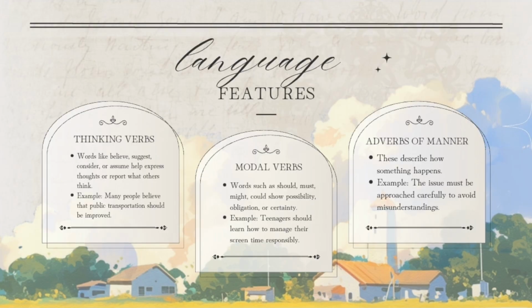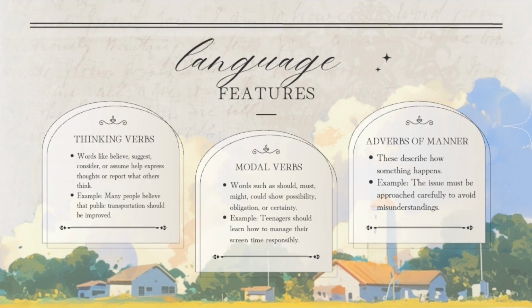To make a discussion text clear and objective, writers often include: the first one is thinking verbs. Words like believe, suggest, consider, or assume help express thoughts or report what others think. The example of thinking verbs is: many people believe that public transportation should be improved. The second one is modal verbs. Words such as should, must, might can show possibility, obligation, or certainty. The example is: teenagers should learn how to manage their screen time responsibly.